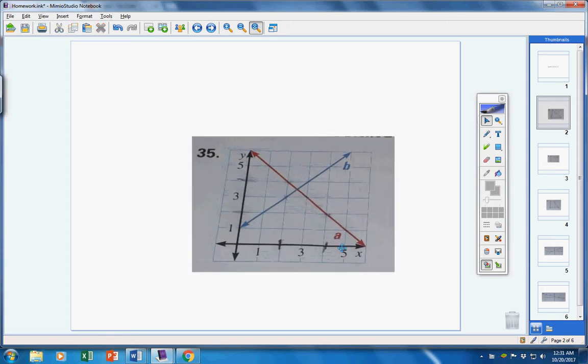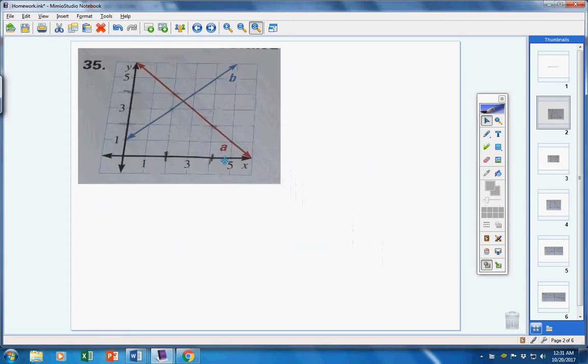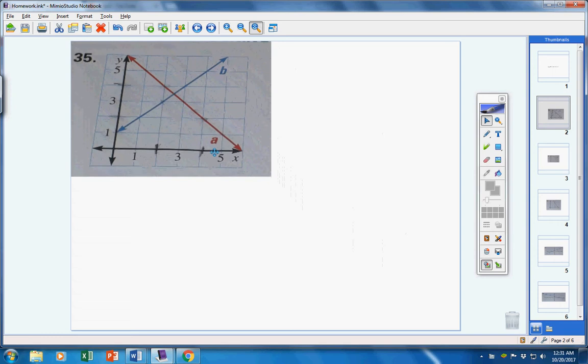Now, let's start with the red line first, okay, students? First of all, we notice the red line is going downward from left to right. It's going down, so our slope will be negative, okay? Secondly, let's use rise over run.